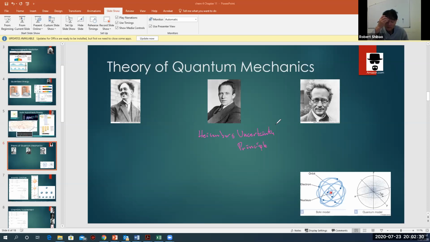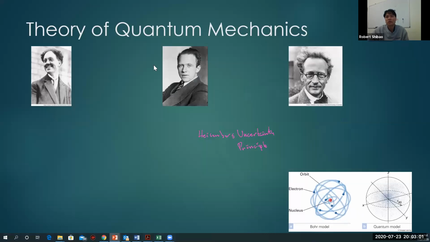The Heisenberg uncertainty principle says, philosophically, that we live in a non-deterministic world. The Bohr model was a deterministic world. In the Bohr model, you could determine where the electron will be at any point in time.